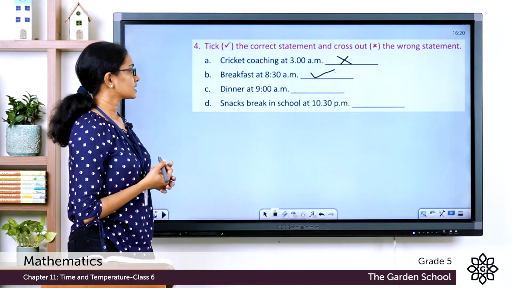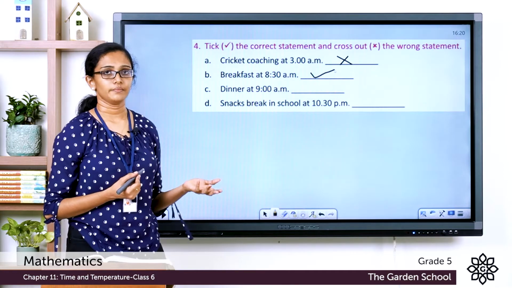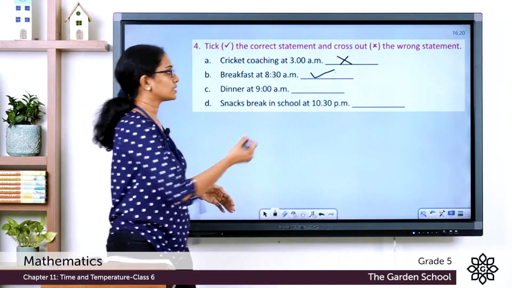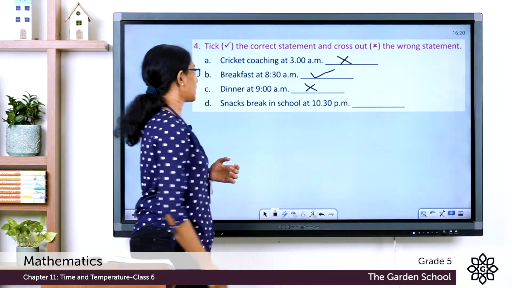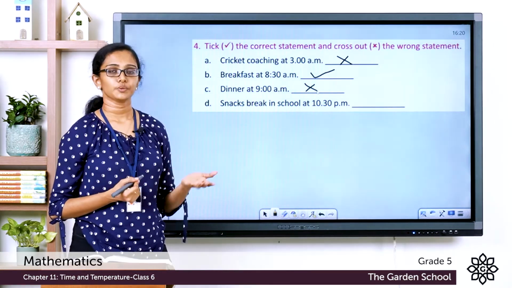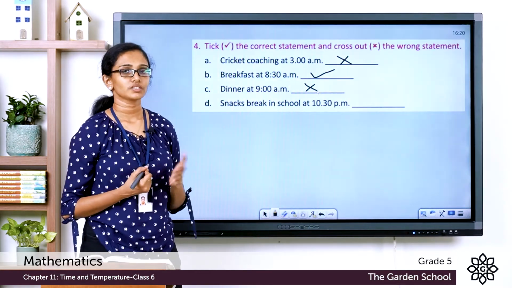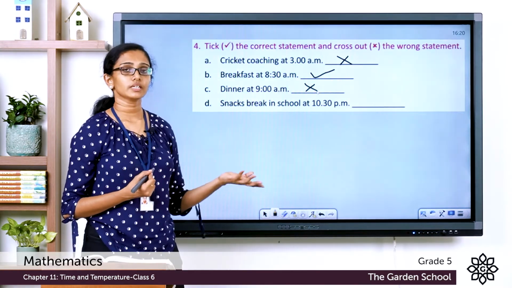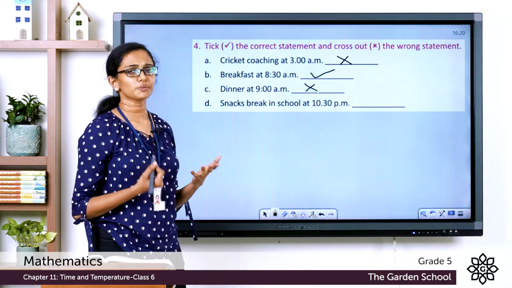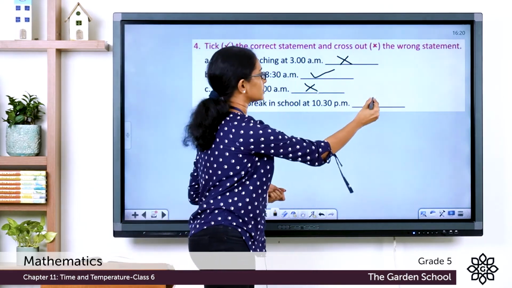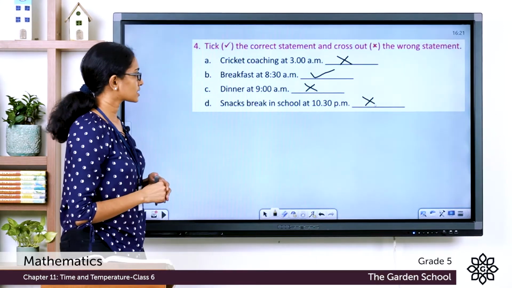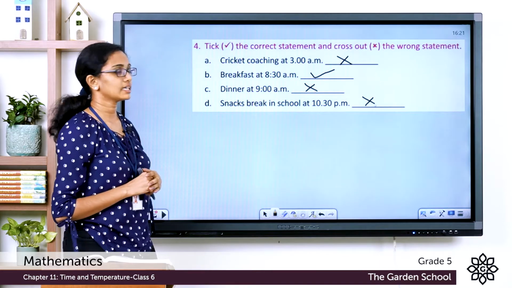Now C, dinner at 9 a.m. We eat dinner at night. So dinner at 9 a.m. should be a wrong statement. Now snacks break in school at 10:30 p.m. So in schools, generally the school time will be during daytime. So snacks break in school at 10:30 p.m. could be a wrong statement. So let's put a cross here. So here from among these statements, the correct statement is breakfast at 8:30 a.m.